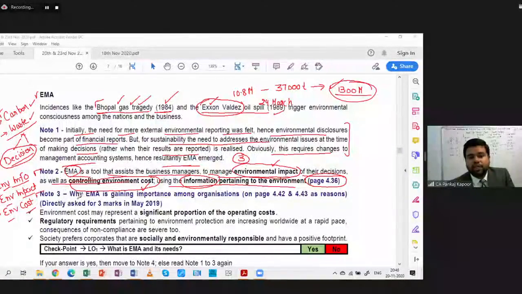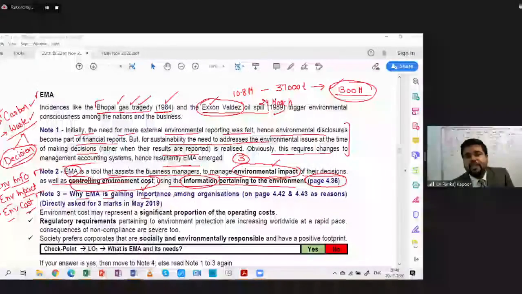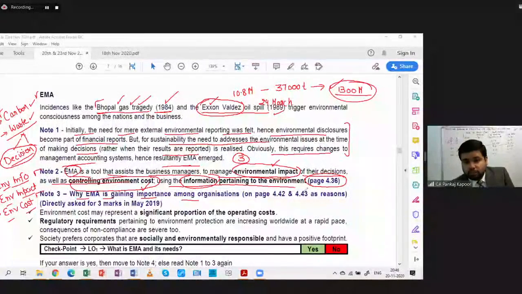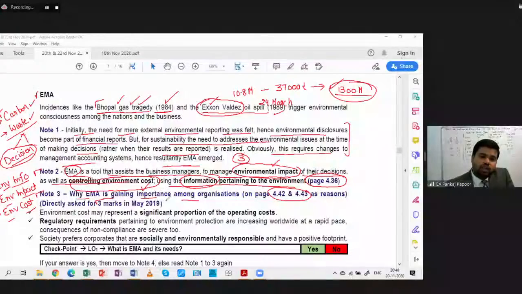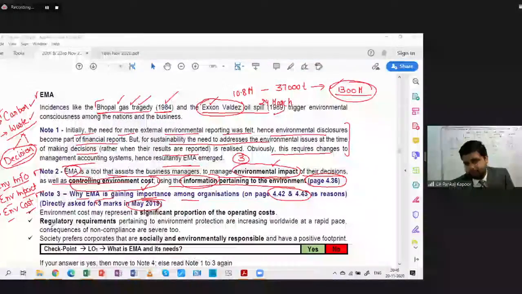Further, note number 3: why the EMA is getting the importance. This concept is discussed at page number 4.42 and 4.3 of your study material. A direct 3 marks question was asked in the May 2019 exam. So read these 3 points very carefully.